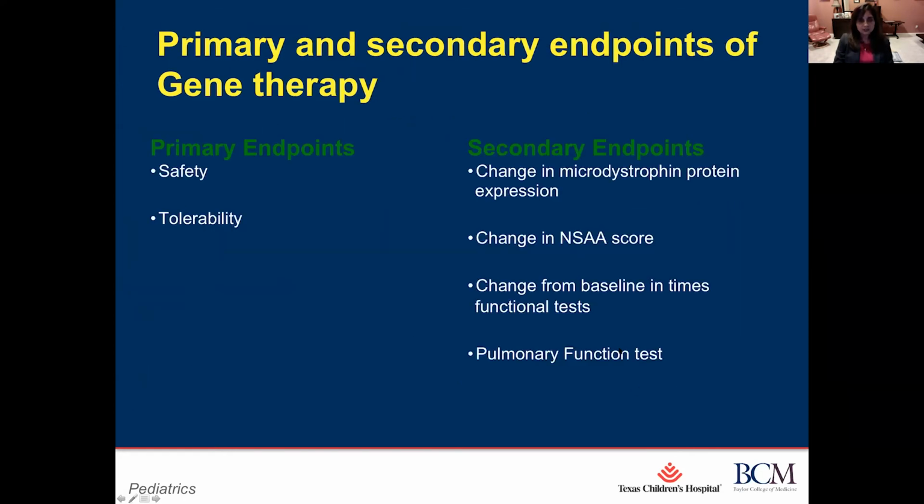So when we do a gene therapy trial, we need to follow what we are looking for. Usually we look for safety and tolerability, that patients don't develop any side effects, and how much dose they need to have a good result. Then the secondary outcomes measure dystrophin level, in this case microdystrophin protein expression, and some functional assessments like the North Star Ambulatory Assessment, time function test, 6-minute walk test, and pulmonary function test also. There are some studies also looking into cardiac function.